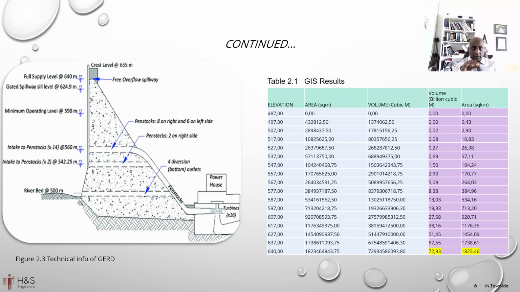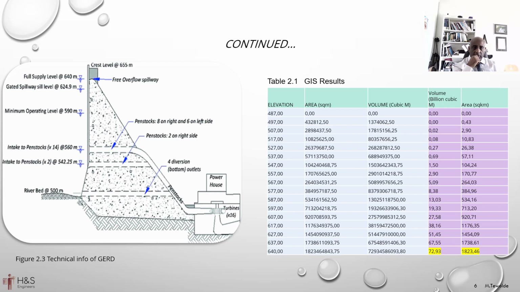But they consider that this is a top food supply level, and we calculated all the volume from that level. And if you add 50 centimeters, it could change. Maybe it will go up to 74 or something like that, as they have done. So the minimum operation level is 509.